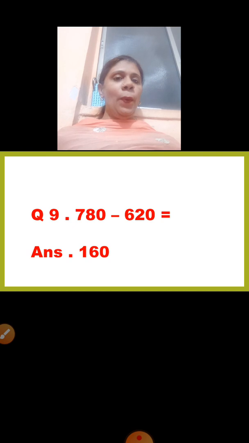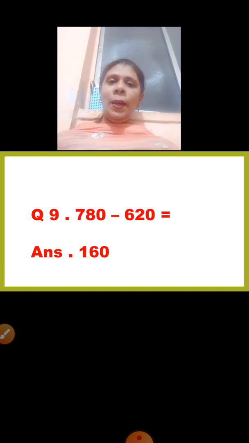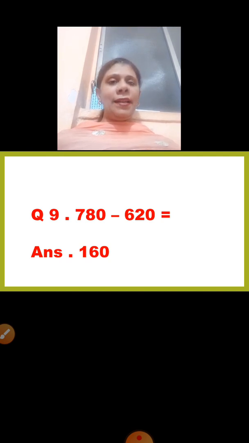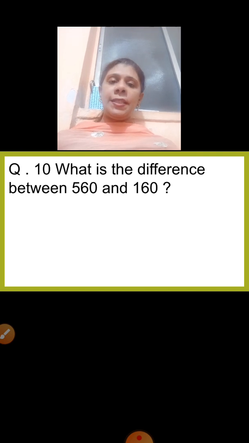160. Correct. Why? 0 minus 0, and 0 is in units place. So 0 minus 0 will be 0. Then tens, that is 8 minus 2 will be 6. Then hundreds, 7 minus 6 will be 1. So when we subtract 780 minus 620, we get our answer 160. Okay. I hope you all are getting correct answers. Now question number 10.